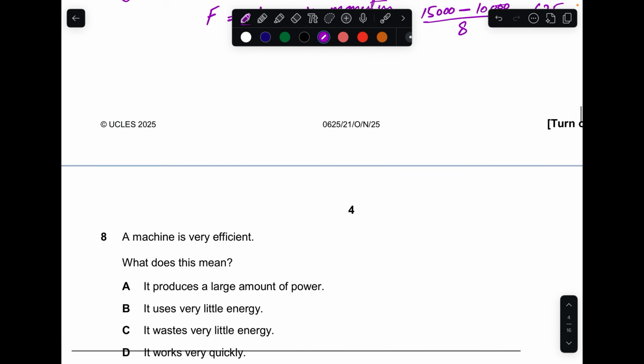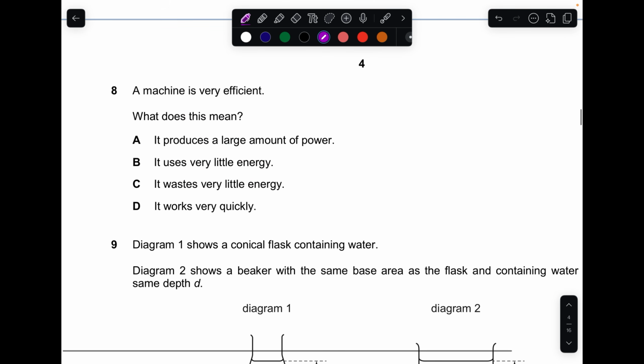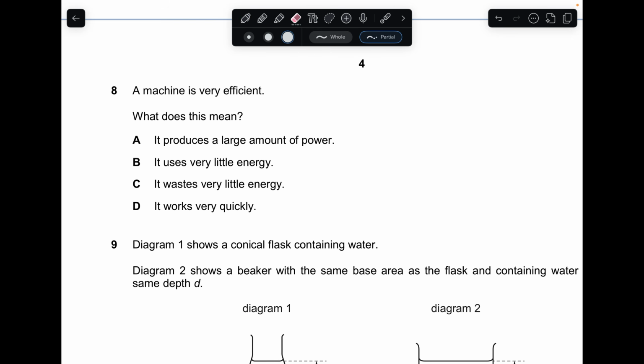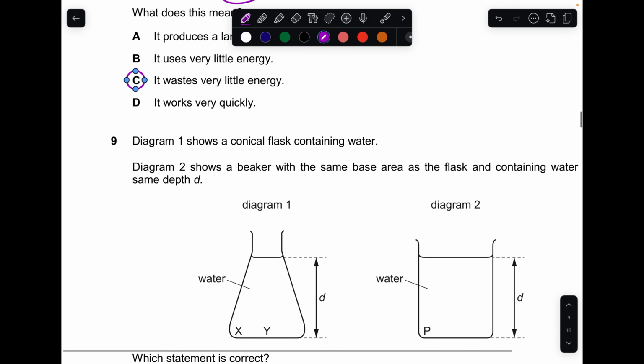Okay, moving forward, a machine is very efficient. What does this mean? Efficiency means less losses. Okay, that you have to keep in mind, and it will be option C that is correct. Okay, it's not about how much power it is producing, it's about how little energy it is wasting.